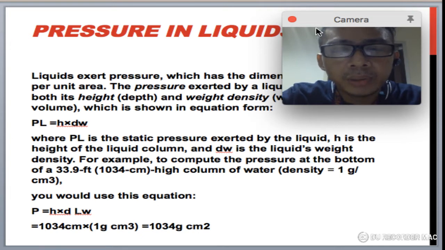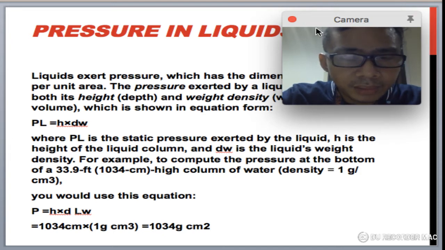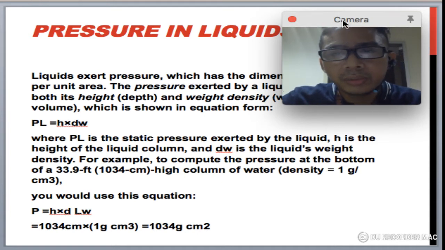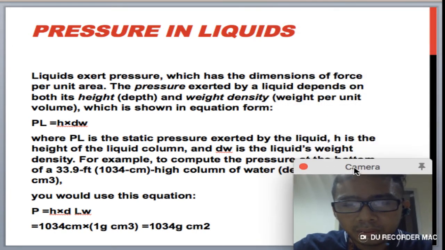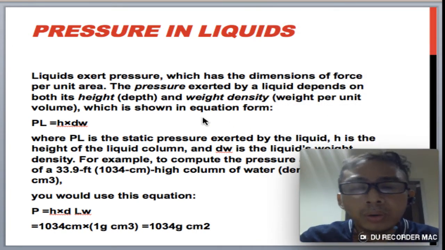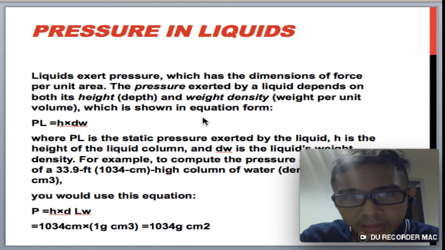density. For example, to compute the pressure at the bottom of a 33.9 feet column of water, converted into centimeters of height, and a density of 1 gram per cubic centimeter, you would use the equation that the pressure of liquid is equal to height times the density. So that is the formula for pressure in liquid. So you do the substitution of the equation. So you go back to your Egan's and you can see the formula.